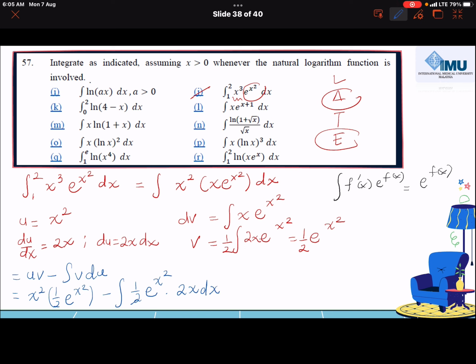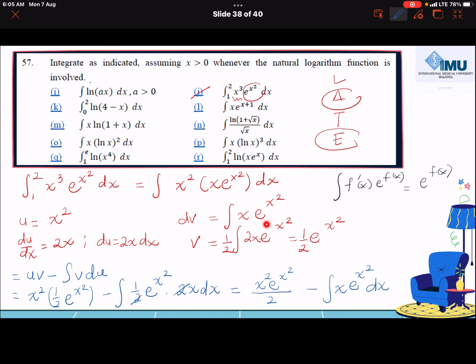Now if you notice, this can be cancelled out. Now let's try to simplify the equation. You have x squared e to the power of x squared divided by 2 minus, after you simplify, you are only left with the integral of x e to the x squared dx. Now you need to do another integration, but please remember, do you see the pattern? You want to integrate x e to the x squared dx.